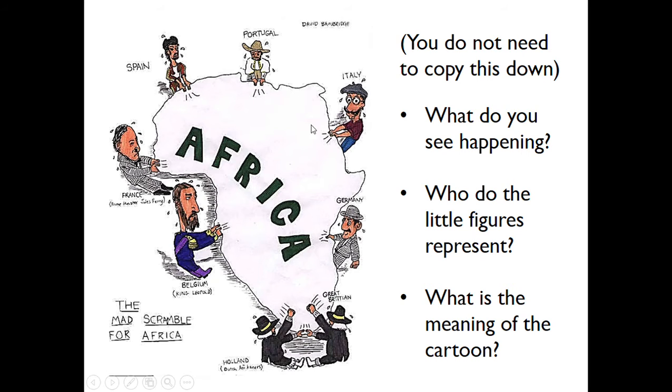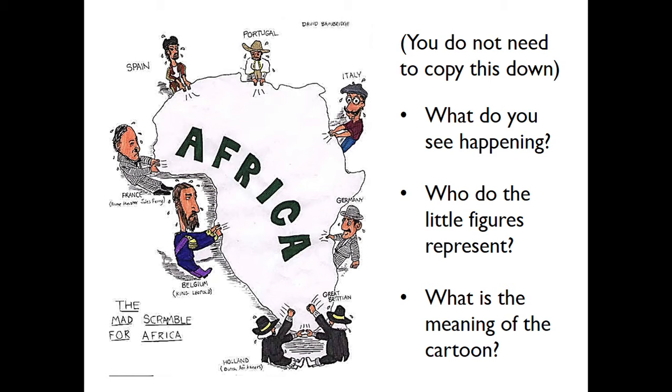First thing you should be seeing is all these little guys who are kind of pulling on this continent, all grabbing a piece of it. And it makes it very clear it's Africa. Each little person is going to represent a different European country. So here's Italy, here's Portugal, Spain, France, Belgium, Germany, Great Britain. They're all pulling on Africa. They want a piece of it.